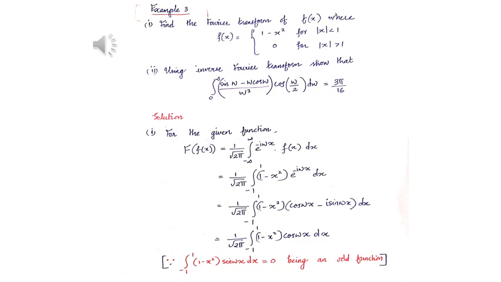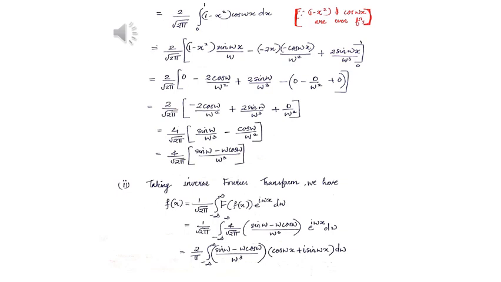Here cos is an even function and sine is an odd function. So 1 minus x square into cos omega is an even function, whereas 1 minus x square into sine omega is an odd function, because even into odd will give an odd function. Therefore, the integral of the sine part will be 0. That is, integral minus 1 to 1 of 1 minus x square sine omega x dx is equal to 0. Then we will be having only the cos part. Now let us see the next slide.